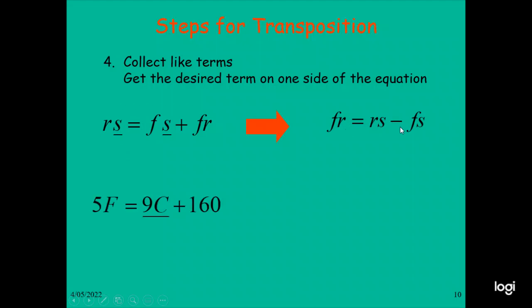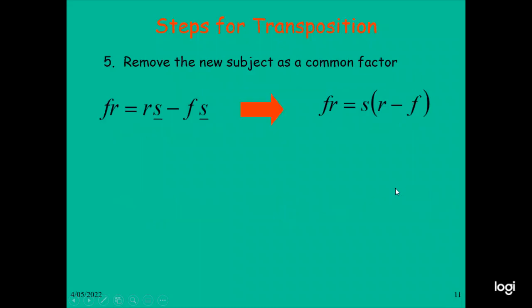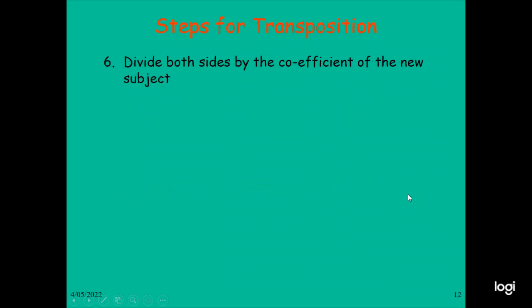5L equals 9C plus 160. In this case, 9C equals 5L minus 160. F R equals R S minus F S. In this case, you can make this a common factor. Here S is a common factor, take it out. So F R equals S in the bracket R minus F. A equals A A squared plus C A squared. In this case, A squared is the common factor. B equals A squared in the bracket A plus C. We have to divide both sides by the coefficient of the new subject. F R equals S into R minus F. In this case, S equals F R divided by R minus F.